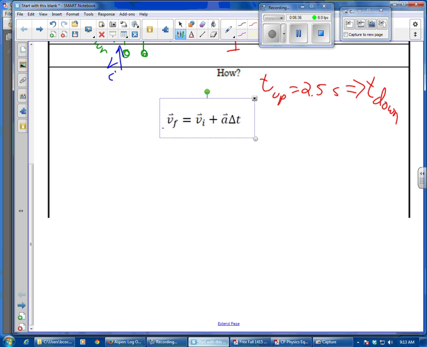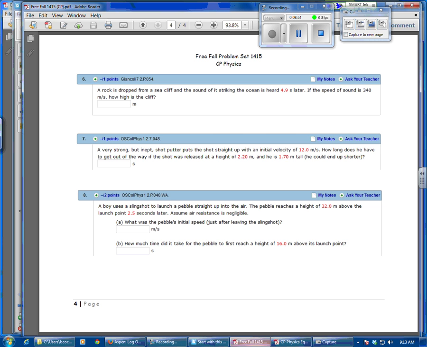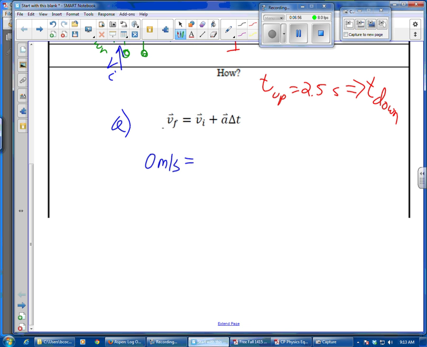And let's see. So this is part A. Should have labeled that my V final. What's my speed right at the top? Speed at the top we said was 0 meters per second, right? We don't know what velocity it started with, but which direction would it have to start, for the pebble to go up and then come back down? It would have to be upwards, yes? If I shoot it down, it's not going to go up, right?